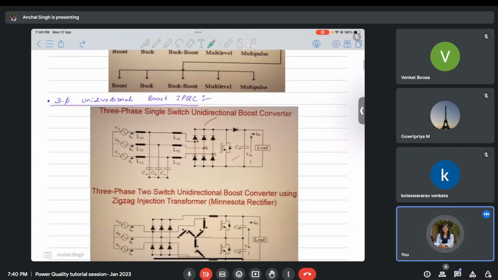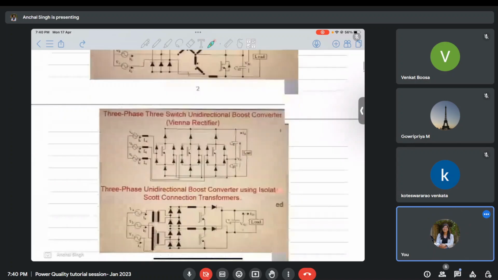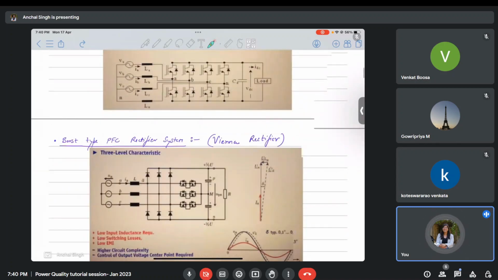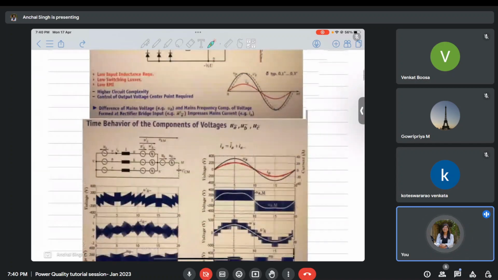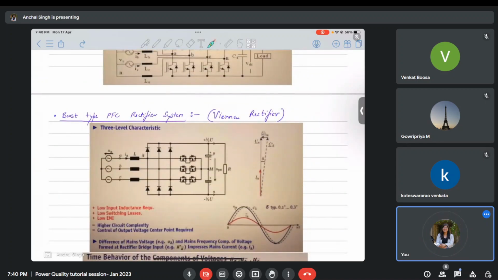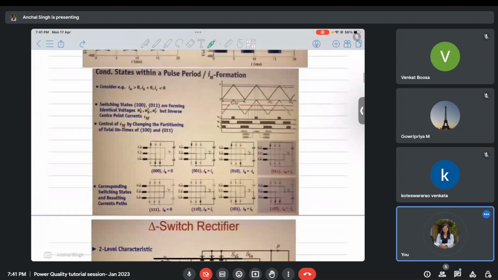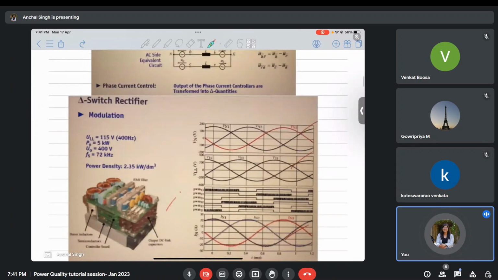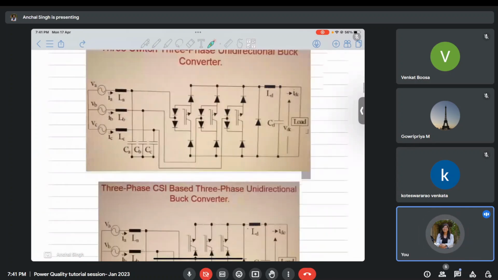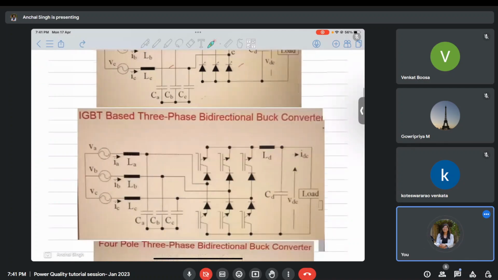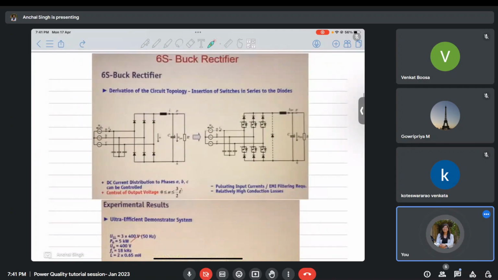Then again there is three-phase unidirectional boost IPQC. Then there will be three-phase bidirectional boost IPQC. Then there could be three-phase unidirectional buck IPQC. All these topologies are given in the lectures, and few of the popular ones like VNR rectifier. So we were discussing flyback, right? Flyback, forward. So similarly, these few other topologies are also discussed in detail in the lectures. And there is some delta switch rectifier. These are few popular ones that sir has picked up. Apart from that, lot of topology examples are given in the.